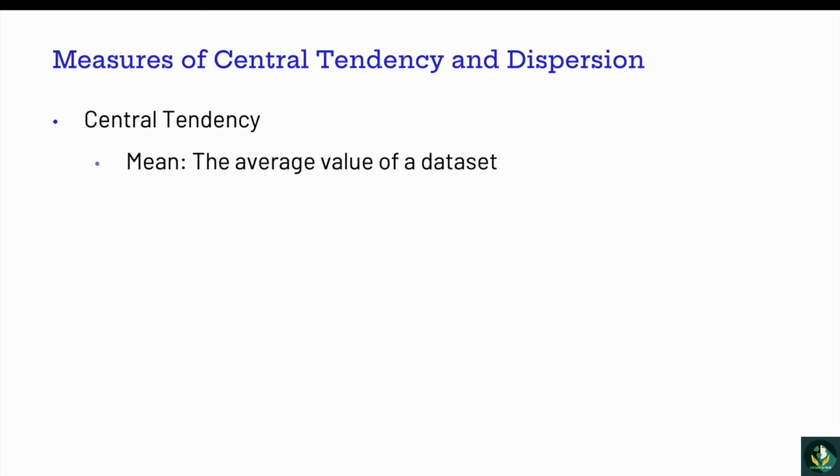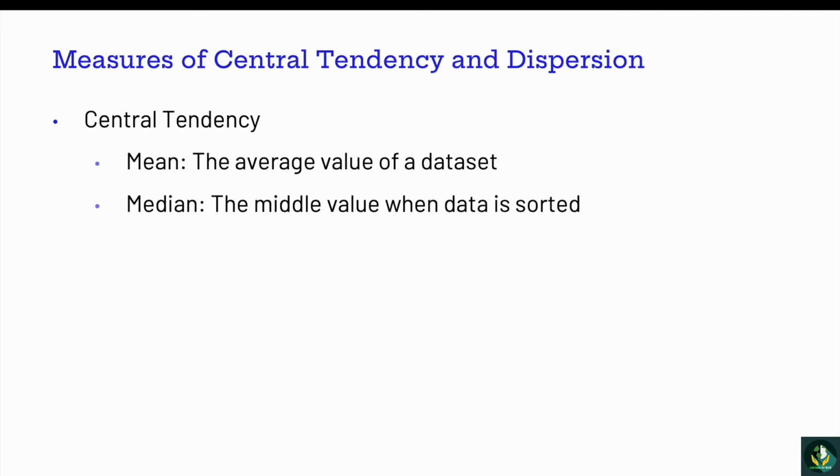Today we are going to look at measures of central tendency and dispersion. Now, what is central tendency? Central tendency has mean in it, which is the average value of a data set. It has median, the middle value where data is sorted, and the mode, the most frequently occurring value.